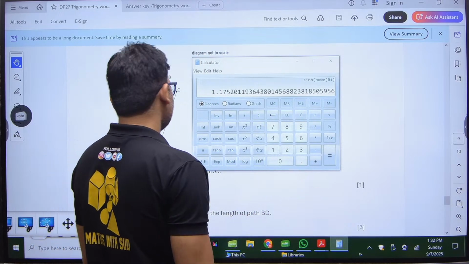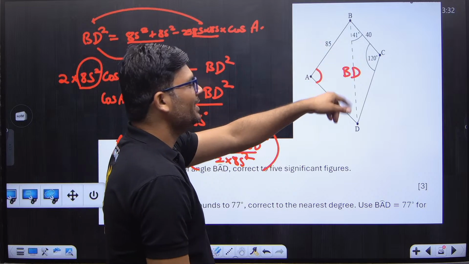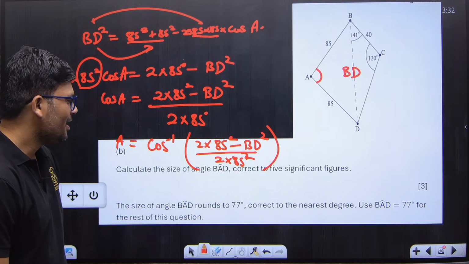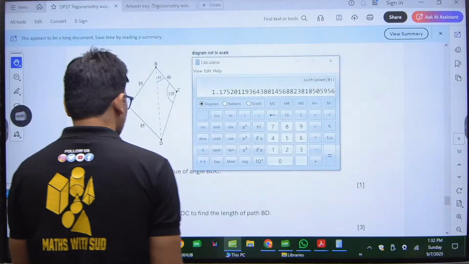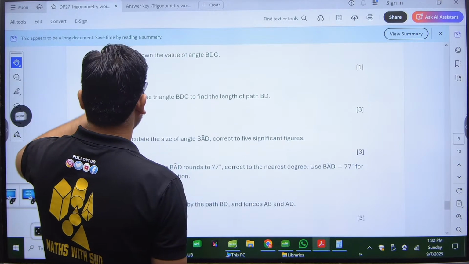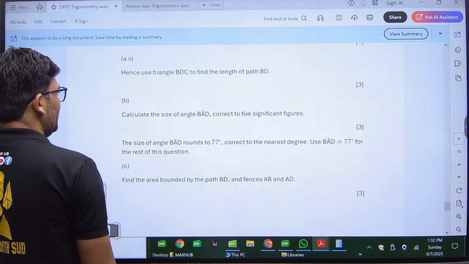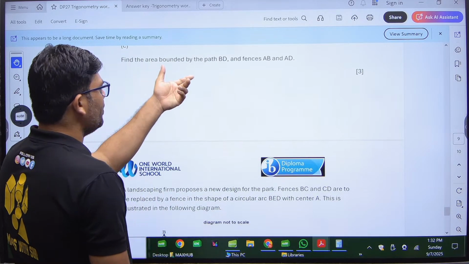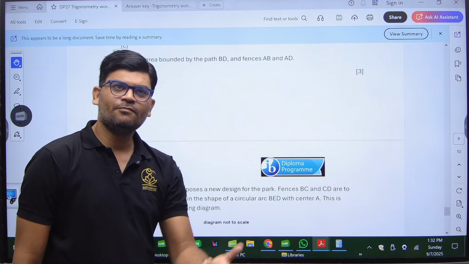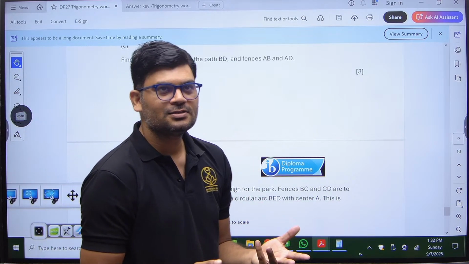But we don't know BD. BD is yet to be found. Are you getting it? Please do it yourself. Okay, next part: hence use the triangle BDC to find the length of the path BD. So BD can be found. So this is 77 degrees. Find the area bounded. Area you can find using the formula half into AB sin C. Now you have all 3 sides and all the angles.